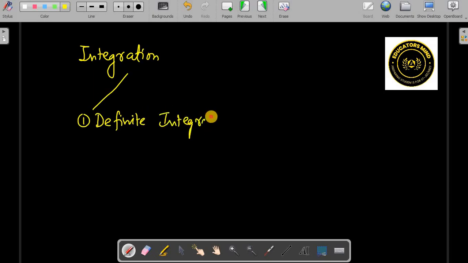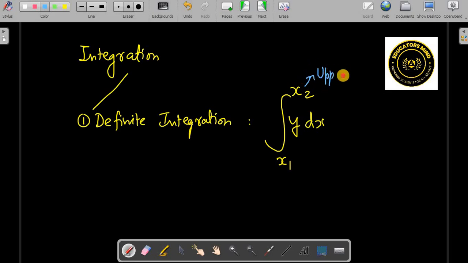Just now we discussed definite integration. Definite integration means you will represent it as integral of y dx, again y is a function of x, with some lower limit and some upper limit. This is called the upper limit, which means maximum value, and this is called the lower limit, which means minimum value. Okay, that's what it is.